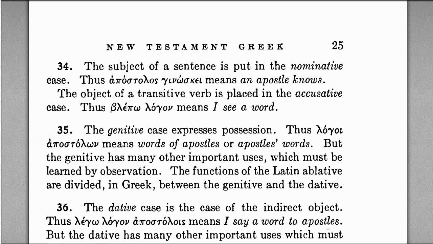Paragraph 34. This is on page 25 of Machen's text. The subject of a sentence is put in the nominative case. Thus, anthropos ginoskei means a man knows. The object of a transitive verb is placed in the accusative case. Thus, if we have blepo logon, that means I see a word.